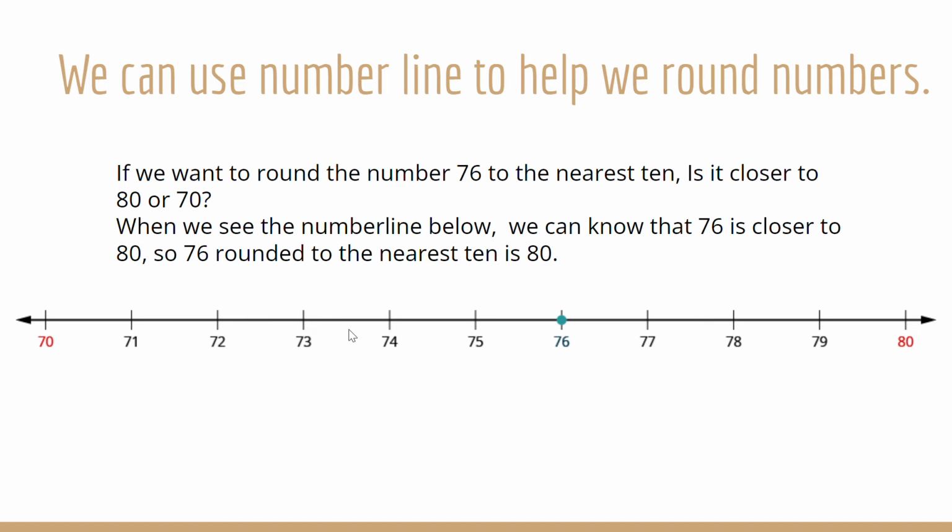We can use a number line to help us round the numbers. If we want to round the number 76 to the nearest 10, is it closer to 80 or 70? When we see the number line below, we can know that 76 is closer to 80, so 76 rounded to the nearest 10 is 80.